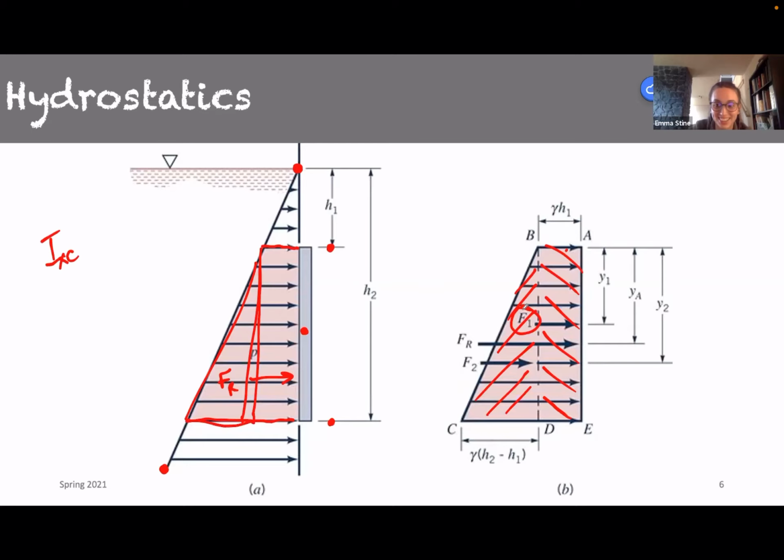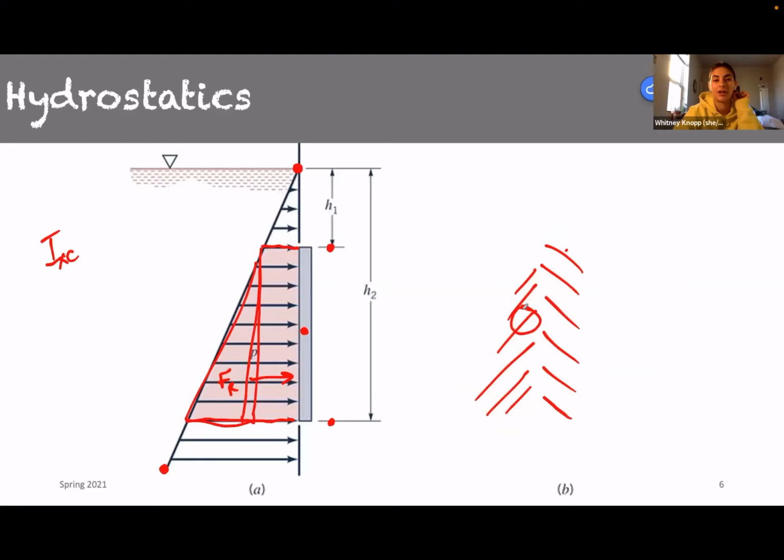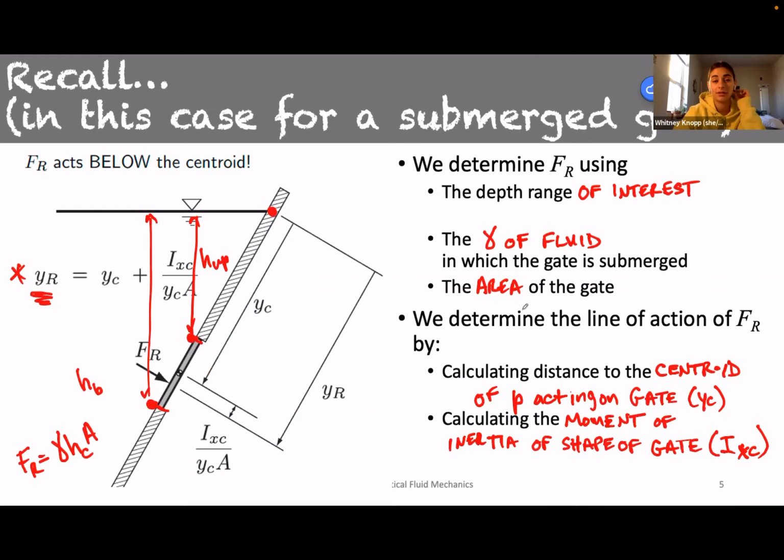Whitney, if you want to say your question out loud. I think it was the slide before this. Is the line of action of F R Y sub R? Yes, the distance to get to that line of action is Y sub R. Okay, perfect. And if it were asking for the depth, that would be an H value as opposed to a Y.